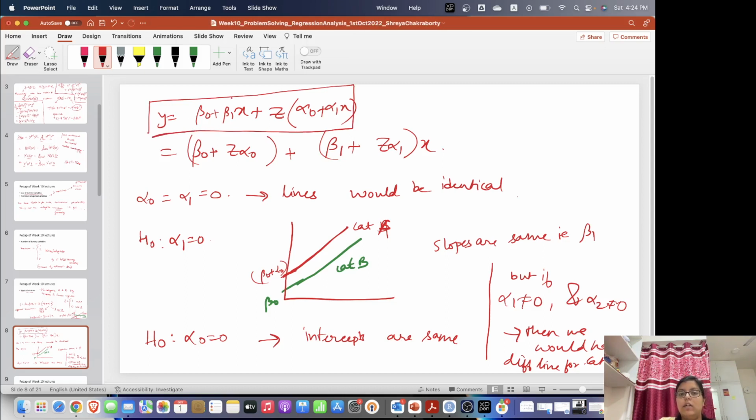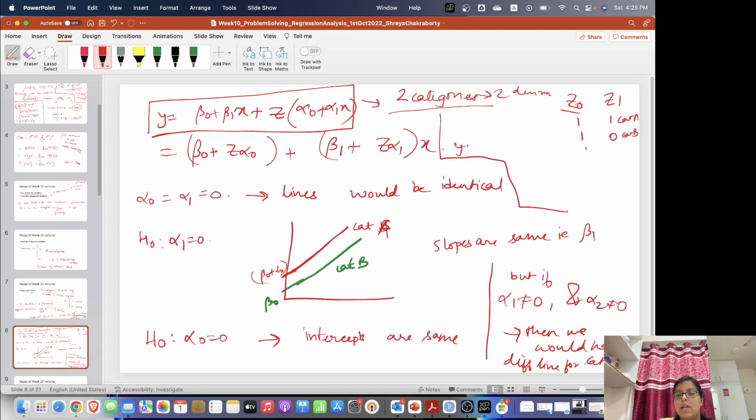So here, as was discussed in class, we have two categories. So we will have two dummies, and the first dummy is represented by z0, and the second dummy by z1, where z0 is always 1, and z1 is 1 for category A and 2 for category B. So we can rewrite this entirely as y equal to z0 beta naught plus beta 1 x plus z1 alpha 1 plus alpha 2 x.